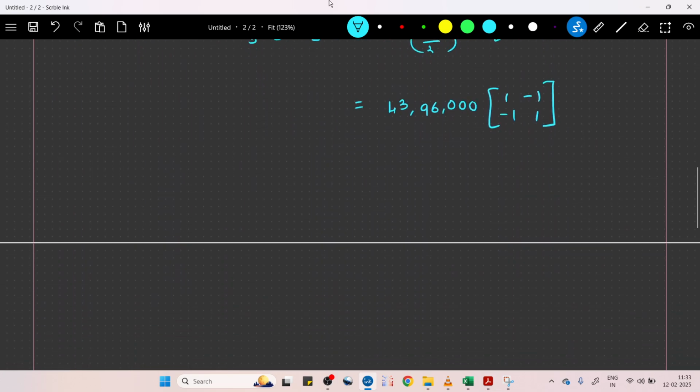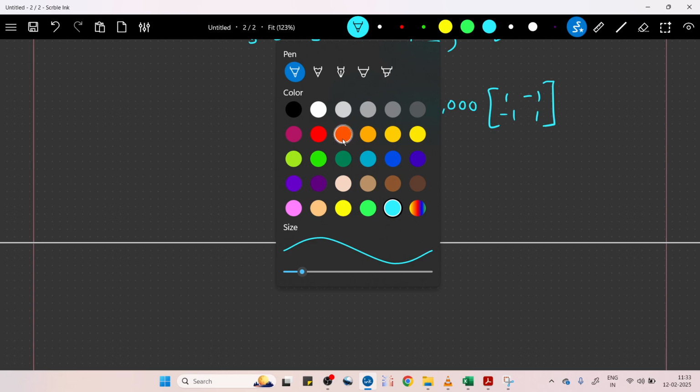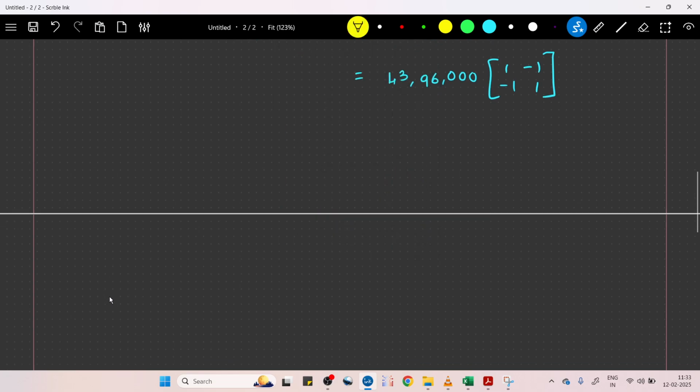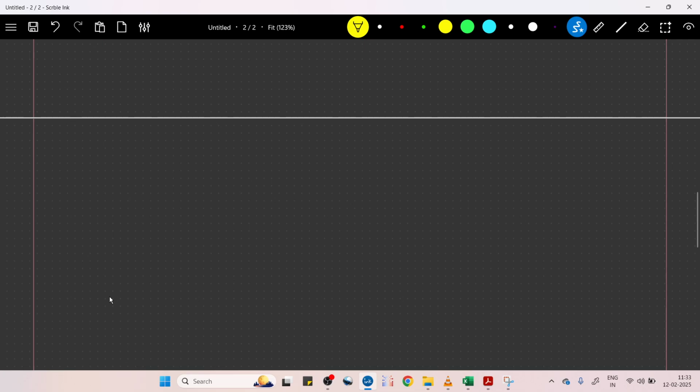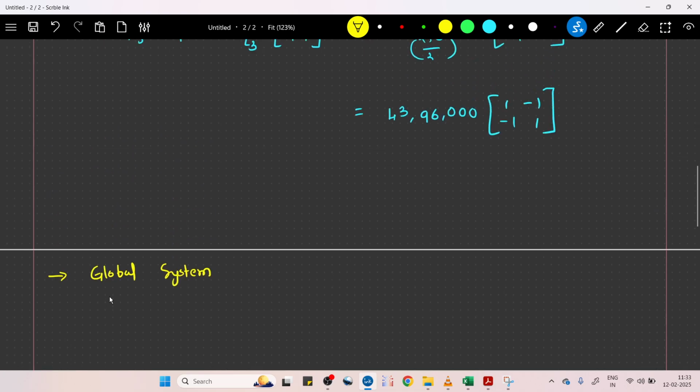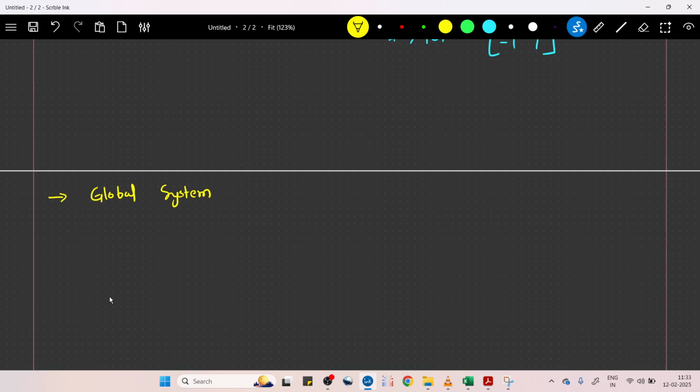Now we will write the global system of equations. So first we'll write the global force vector. I'll just say global system of equations.